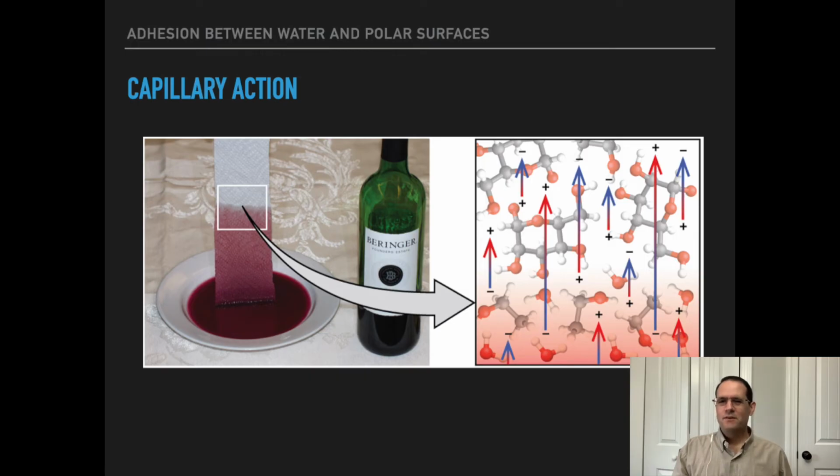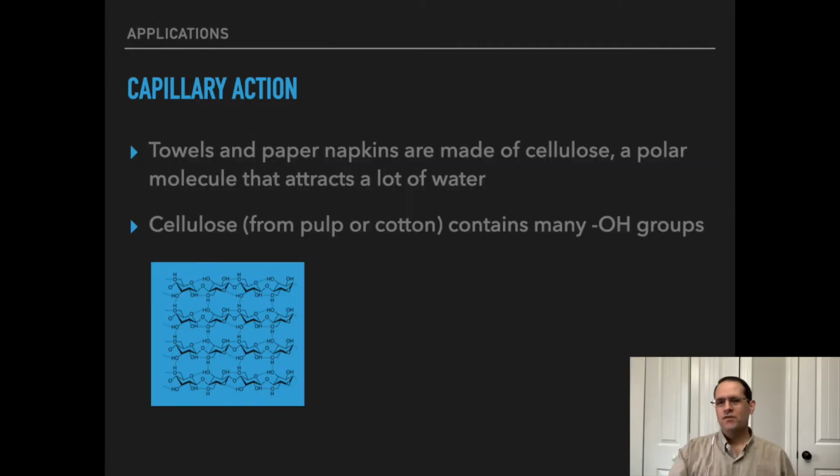If you look at paper towels or cloth towels, they're made of cotton or cellulose based from pulp. And if you dip a paper towel into water, it absorbs the liquid. If you look at this figure here, you can see how cellulose contains many OH groups and water has an OH group. So both of these can hydrogen bond with one another.